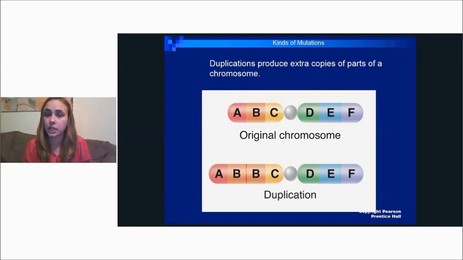A duplication produces an extra copy of parts of a chromosome. So here you have A, B, C, D, E, F as the original, and the duplication is A, B, B, C, D, E, F. So the B chunk was duplicated and put back in there an additional time. That can occur more than once, so you could have like BBB, or just like AB. You can have a larger chunk, but a duplication is any time that any section of a chromosome gets made again and put in there. So the end chromosome after the duplication is larger than the original.